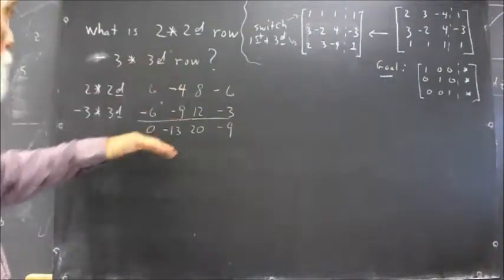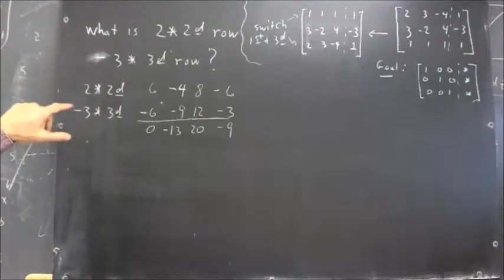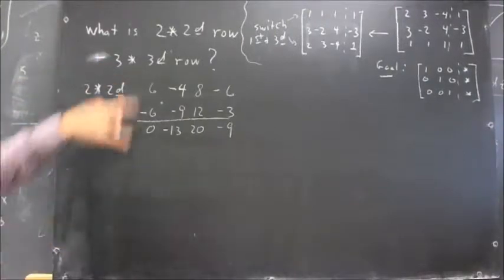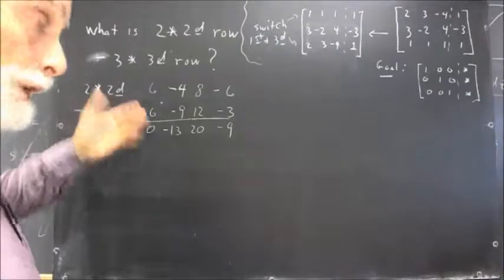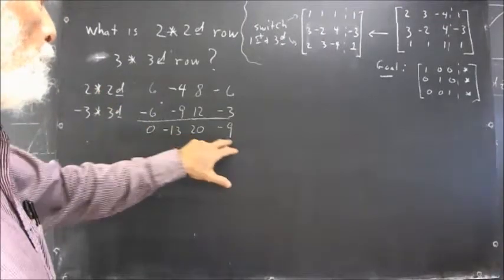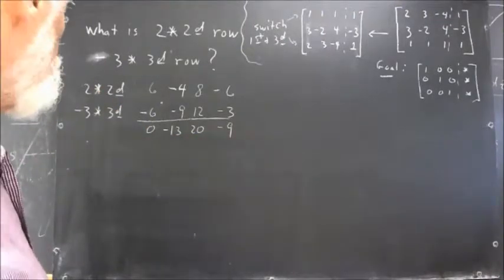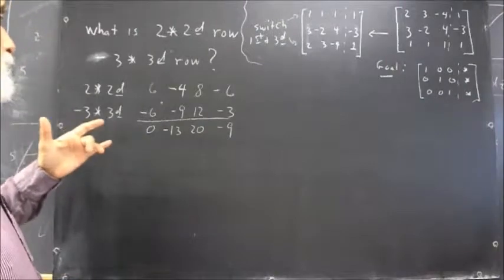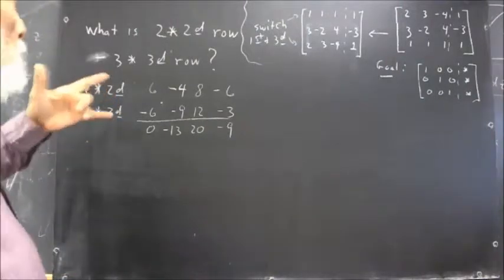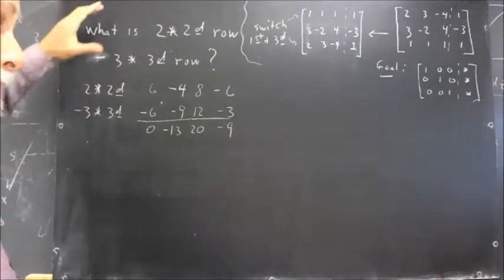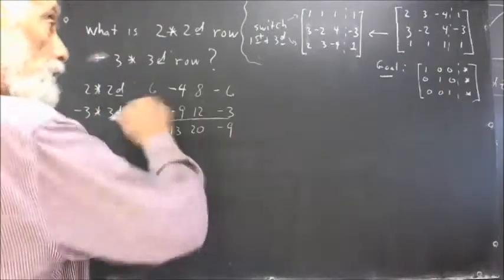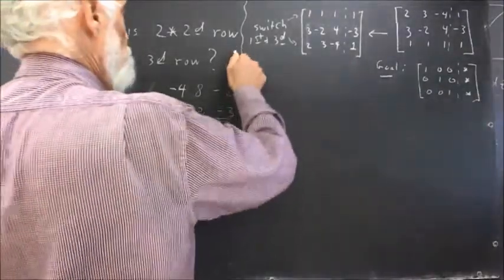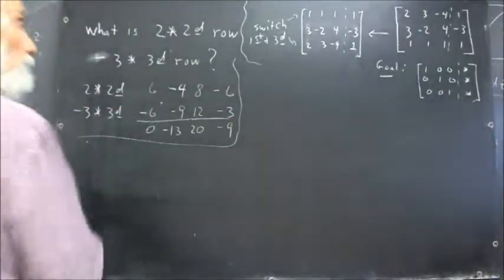Now if we add those, we get 2 times the second minus 3 times the third. That's going to give us, check it out yourself, 0, negative 13, 20, negative 9. So that's an example of a calculation where you add a multiple of one row to another. Now we're not going to use this calculation, although we'll get to the point where we should.